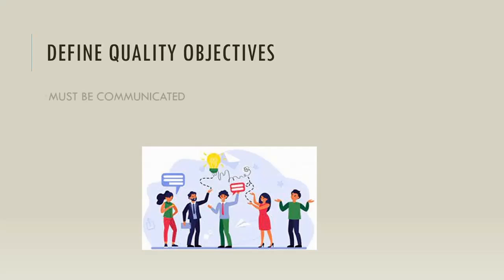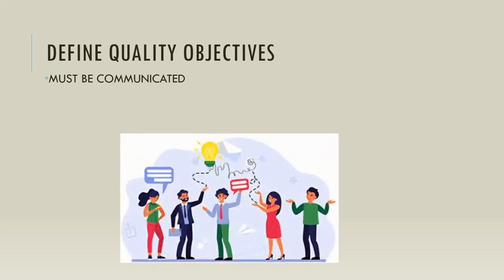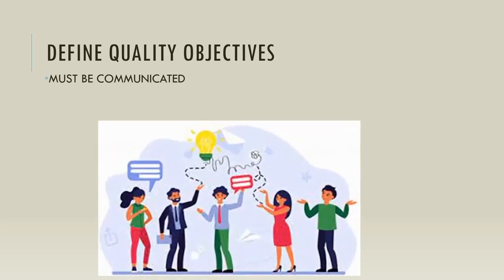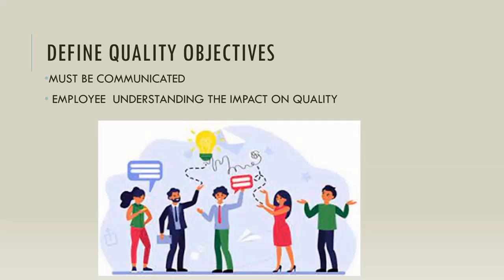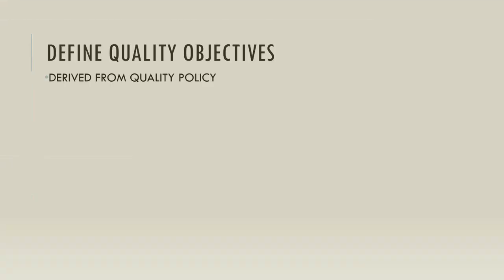Students, the definition of quality objectives is also one of the important areas of the quality management system. If quality objectives are there in a company, those objectives must be communicated to each other. Communication, that's why, is very important in this quality management process. It must be well communicated. Employees must understand the impact on quality.